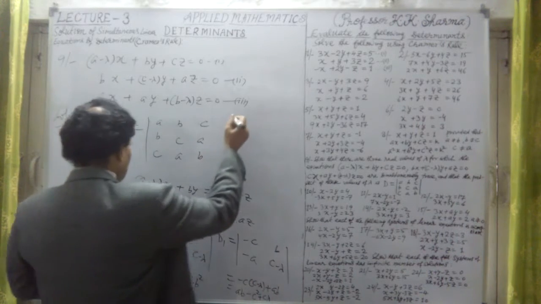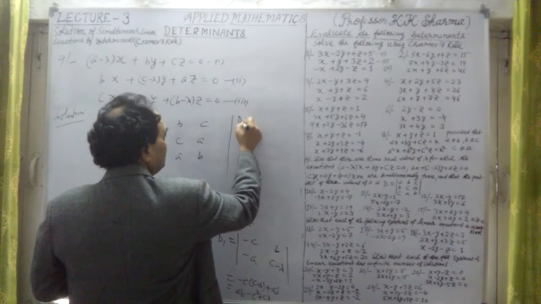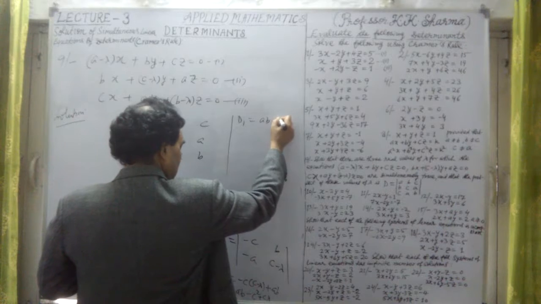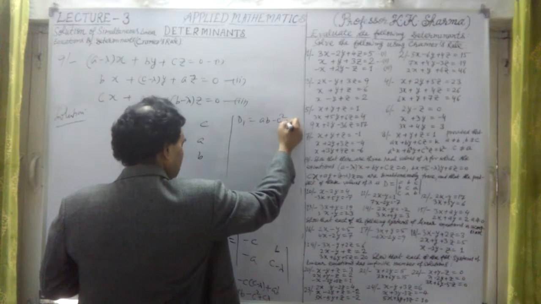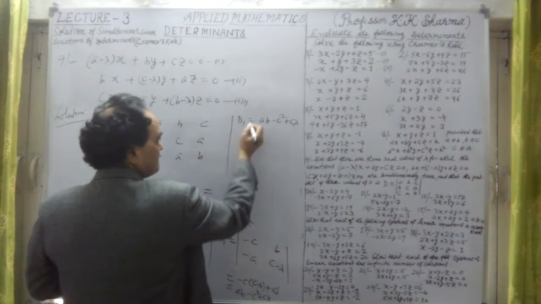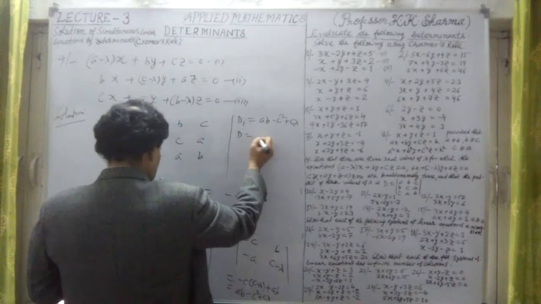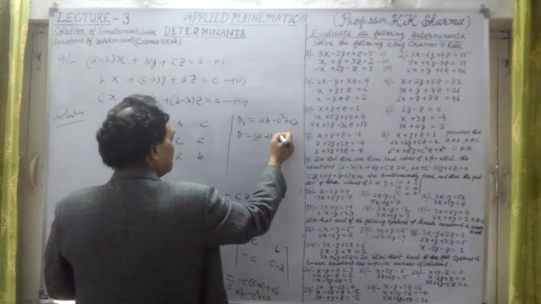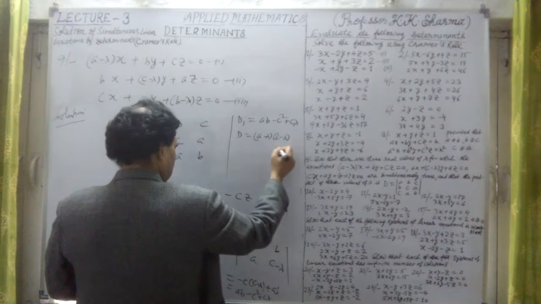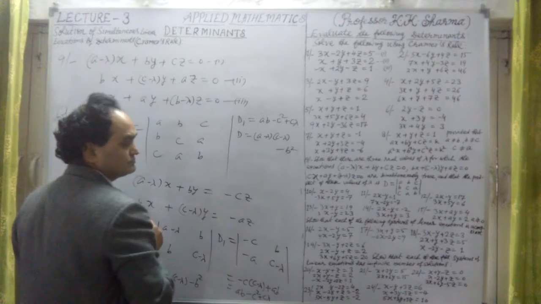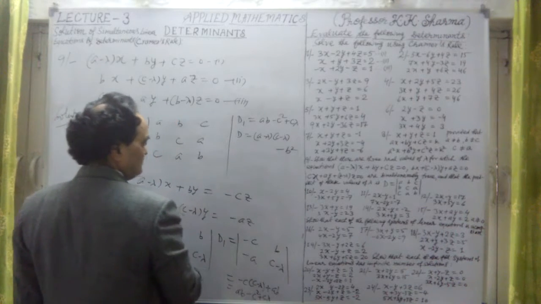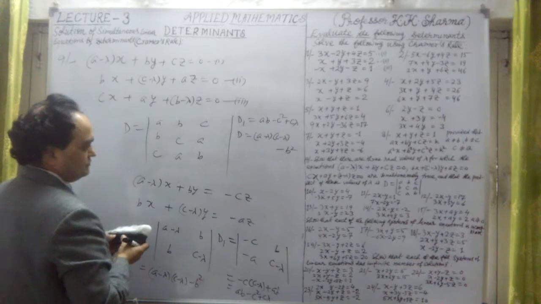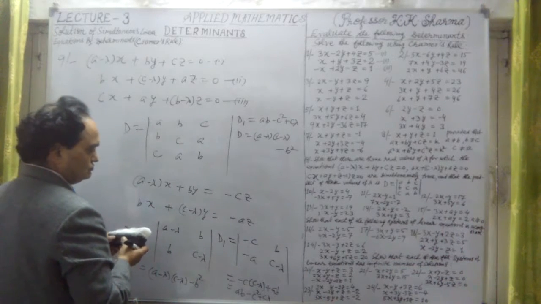Now let's write here D1 and D. D1 is equal to AB minus C square plus C lambda, and D is A minus lambda into C minus lambda minus B square. Okay, and what is D2? Because we have to find out only D2, not D3.